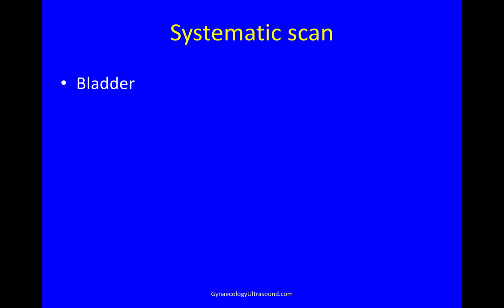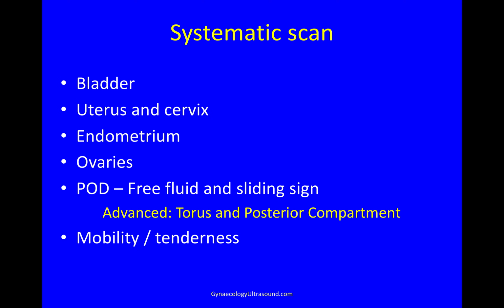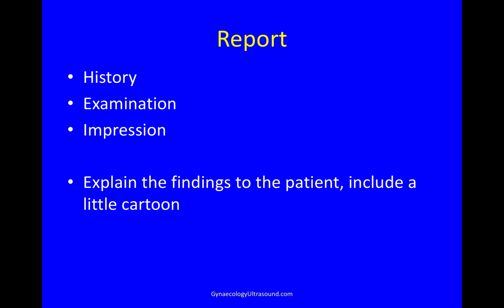So a systematic scan took in the bladder, the uterus and cervix, the endometrium, the ovaries, pouch of Douglas, looking at free fluid, sliding sign. For more advanced, you'd look at the torus and the posterior compartment, and then judging mobility and tenderness at the end of the scan. Then in your report you would say what history you took, how the examination went, what you saw and what you think is going on. Give an impression and then explain the findings to the patient and include a little cartoon if that's helpful.